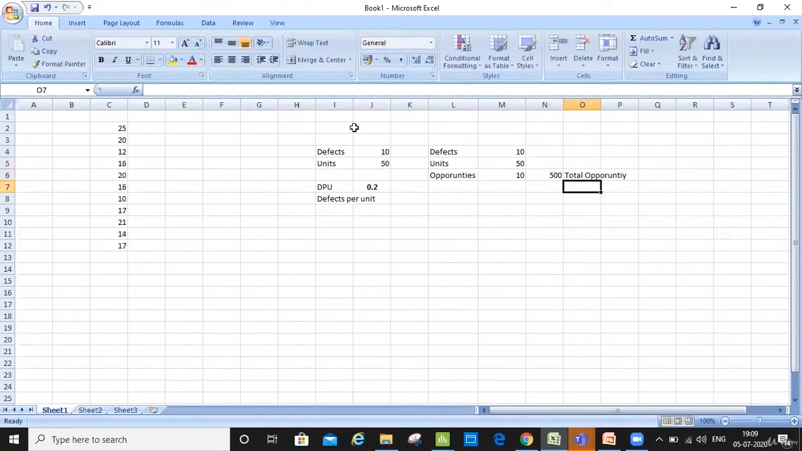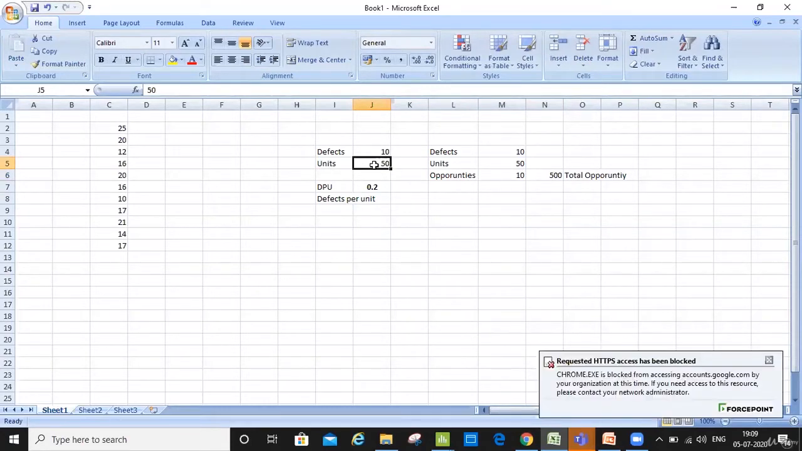Likewise, when we calculated the DPU, we didn't have any sort of opportunity, which means one unit has only one opportunity. If anything goes wrong in that scenario, my entire product becomes defective. Here in this particular case, I have opportunities as well. So the 10 defects that I've got are out of the 500 total opportunities, because I have 10 opportunities for each of the units. So this is called the total opportunity.